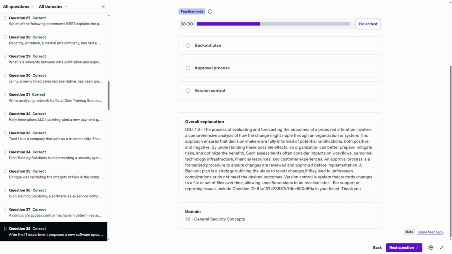So the process of evaluating and forecasting the outcomes of a proposed alteration involves a comprehensive analysis of how the change might ripple through an organization or system. This approach ensures that decision makers are fully informed of potential ramifications, positive or negative. By understanding these possible side effects, an organization can better prepare, mitigate risks, and optimize the benefits. I'll leave up the remaining answer here for just a few seconds.